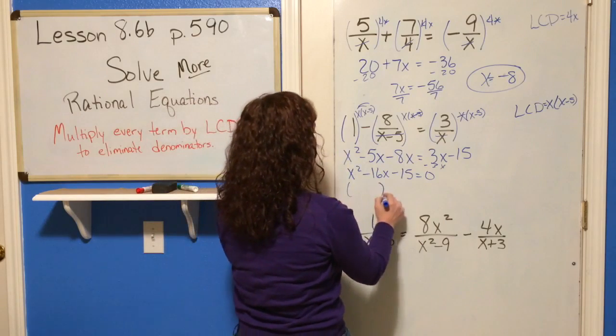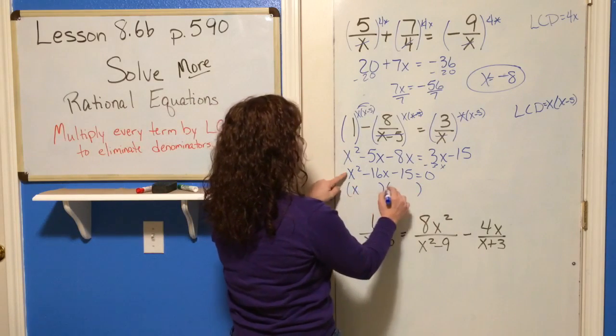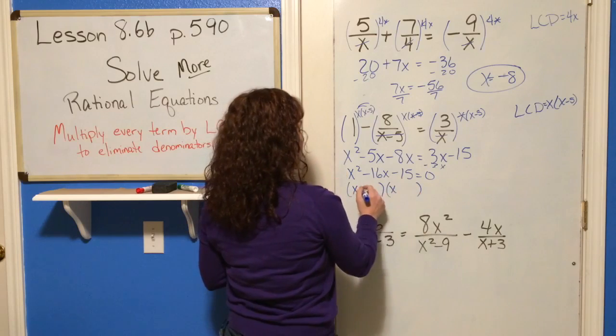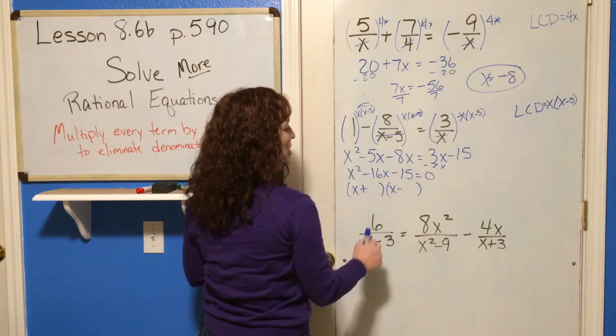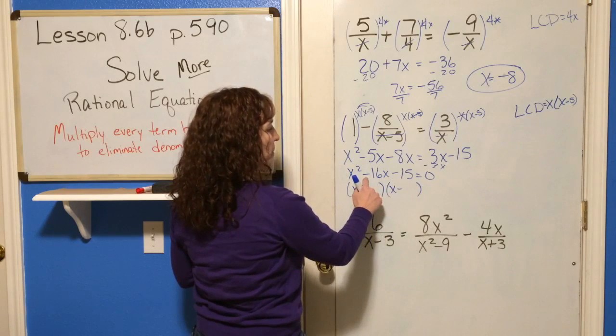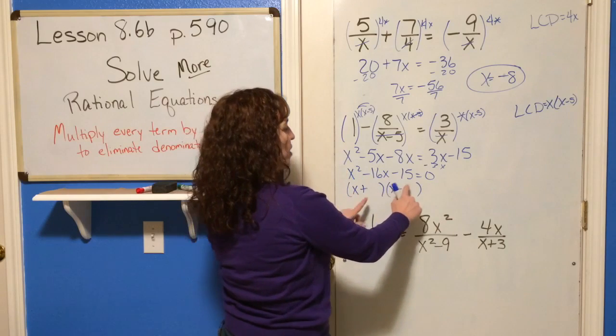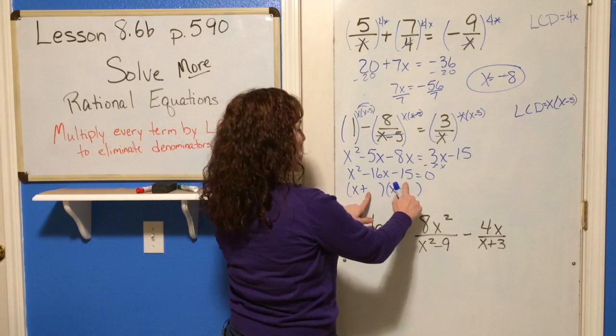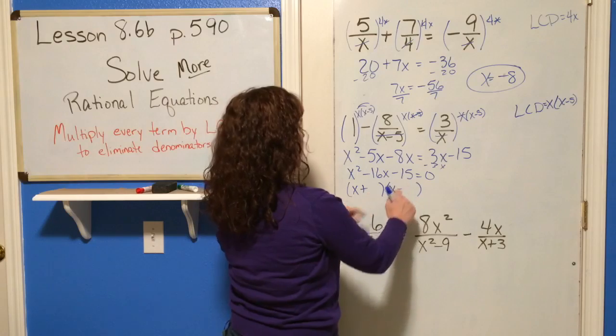So we're going to factor x times x is x squared. Negative 15, so it's negative, so you've got a plus and a minus. You want your bigger one to be negative. Let's see, you can't do 15 and 1 because 15, oh, did I do something wrong?